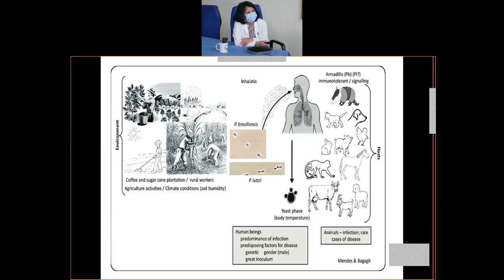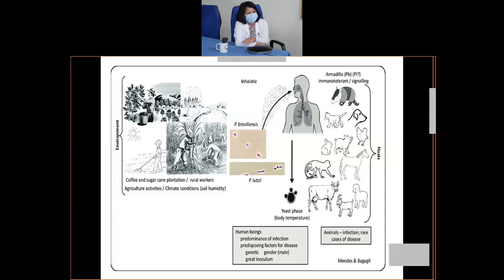So you can see here, okay, that is inhalation of this arthroconidia. It'll enter into the lungs, and from there it'll be converted into the yeast phase. You can see the yeast phase, okay, and as a result of the body temperature, it'll push it to convert into a yeast phase. Finally, this yeast may be disseminated to other parts of the body.